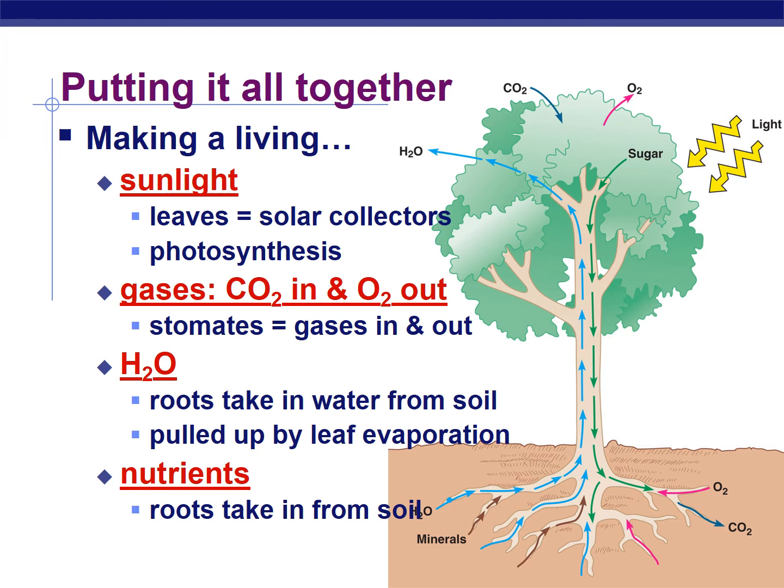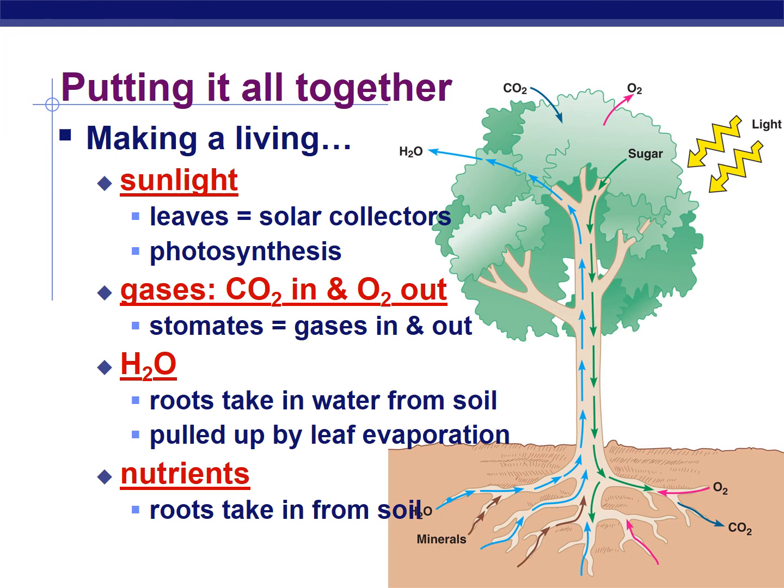So if we put everything together, it's kind of considered, how does a plant make a living? It needs sunlight. The leaves are going to be our solar collectors, and the process is called photosynthesis. The gases, we need carbon dioxide in, oxygen out, and the stomates are going to be the ones controlling what goes in and what goes out.